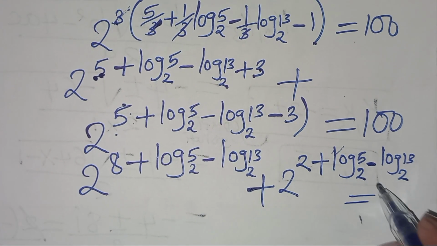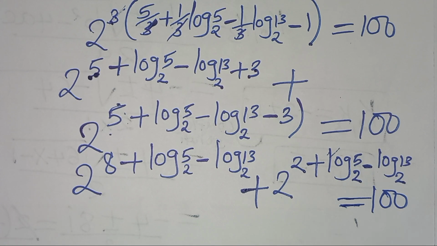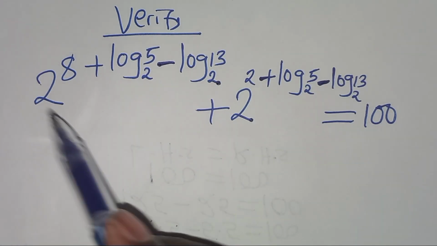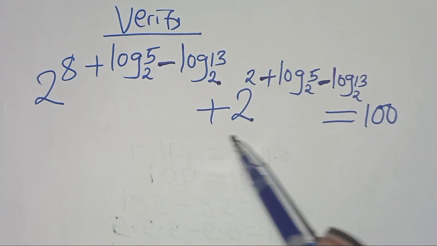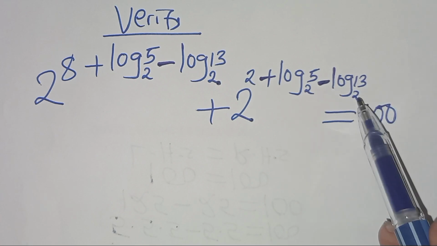Then this is supposed to give us a value of 100. Let's proceed from here. Now here we have 2 to power 8 plus log 5 to base 2, subtract log 13 to base 2, plus 2 to power 2 plus log 5 to base 2, subtract log 13 to base 2.